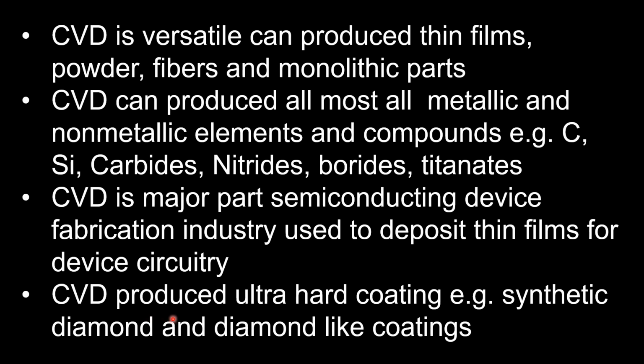The chemical vapor deposition process produces ultra hard coatings, synthetic diamonds, and diamond-like coatings. So basically, if you want a material with very good qualities in terms of hardness, you can deposit synthetic diamonds or diamond-like coatings by chemical vapor deposition.